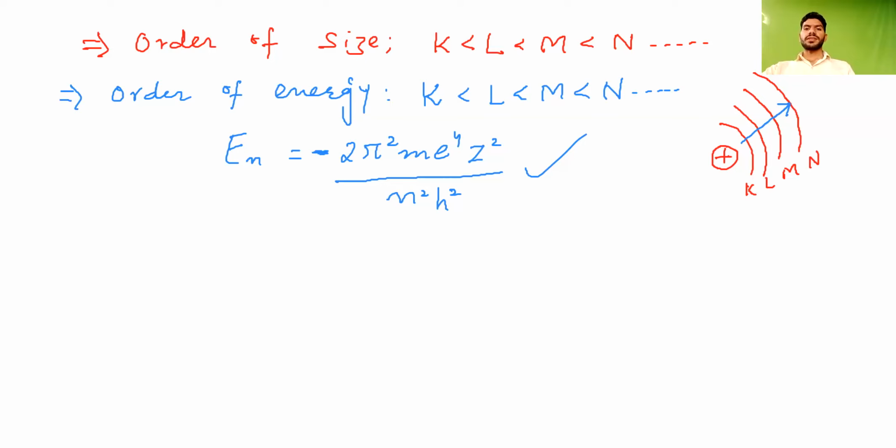Now, this is very important to know: En is inversely proportional to n square. From this formula, you can write that the energy of an electron in any shell is inversely proportional to n square. Here is the n square. So if the n value is very high, energy will be low. But I just told you that if we move away from the nucleus, energy increases. Can anybody tell me why? It seems to be contradictory, but is it like that? No, it is not.